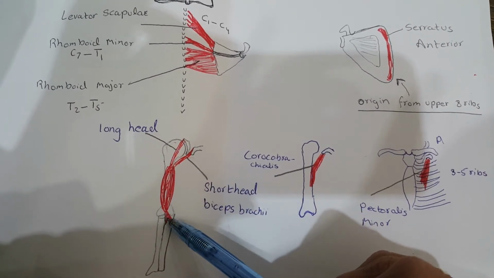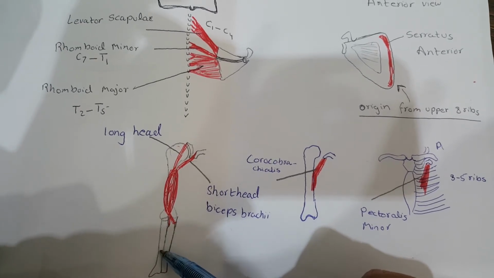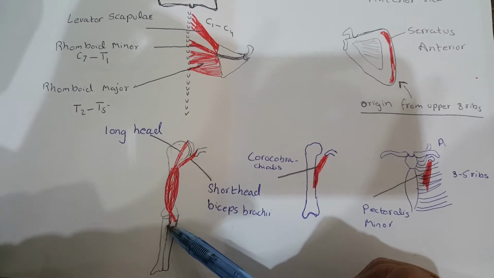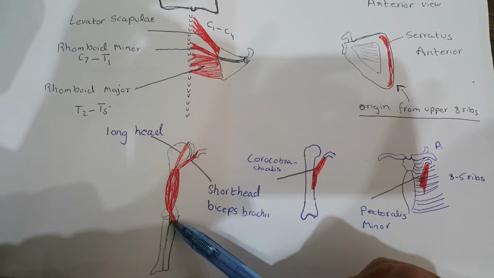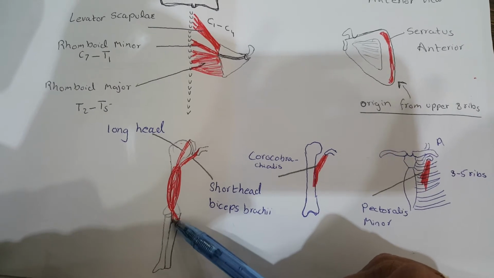Biceps muscle is finally inserted on the radial tuberosity. This is radius bone. Radial tuberosity is present at the upper end of the radius bone. So biceps muscle is inserted over the radial tuberosity.